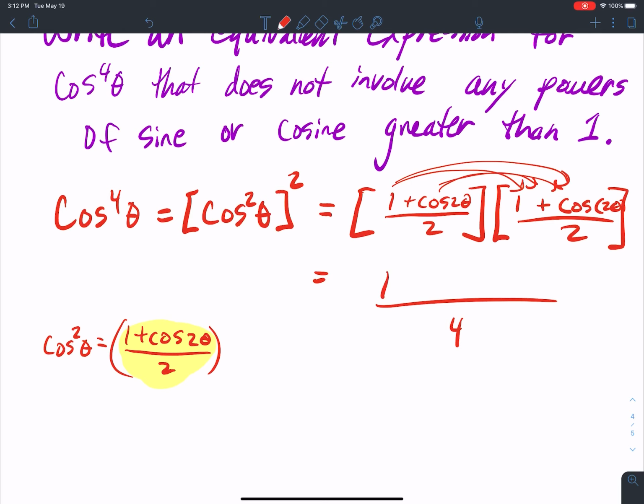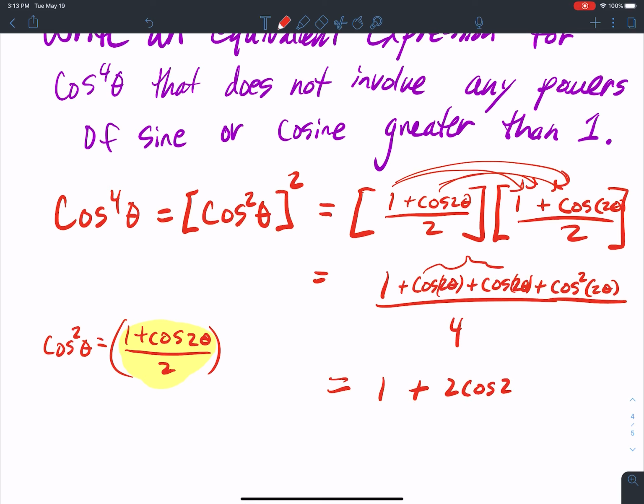And you get 1 times 1 is 1. 1 times cosine 2 theta. And then 1 times cosine 2 theta. And then cosine 2 theta times cosine 2 theta is cosine squared 2 theta. You don't multiply the arguments, just keep them there. And then I have 2 of these in the middle. So I have 1 plus 2 cosine 2 theta plus cosine squared 2 theta all over 4.